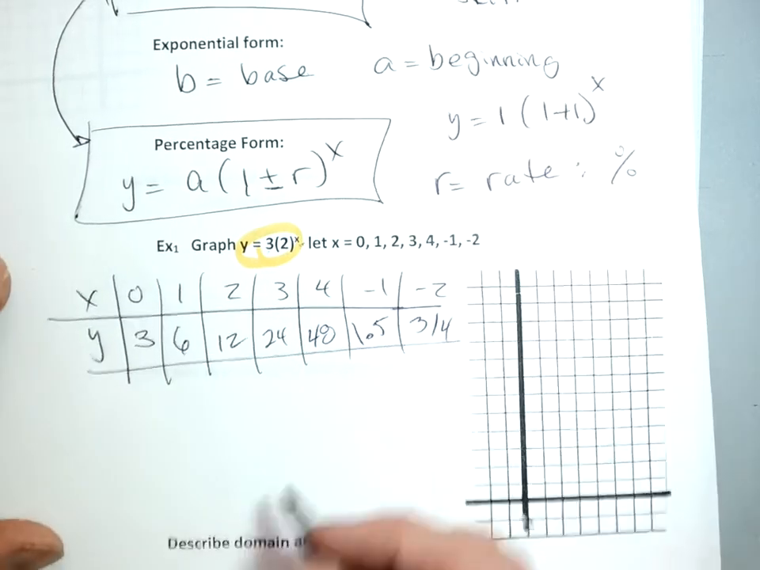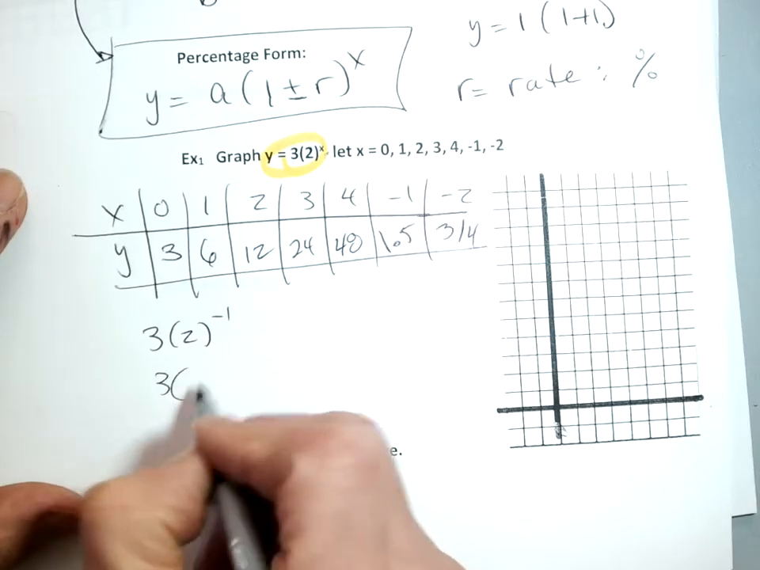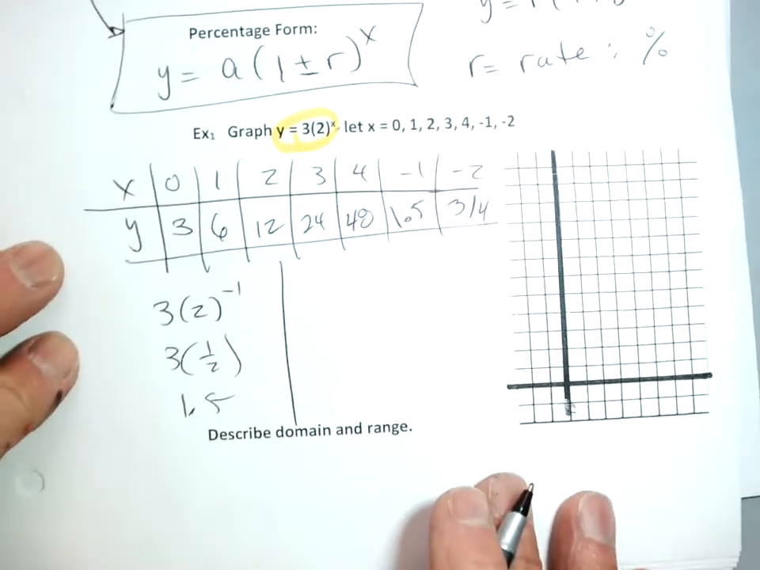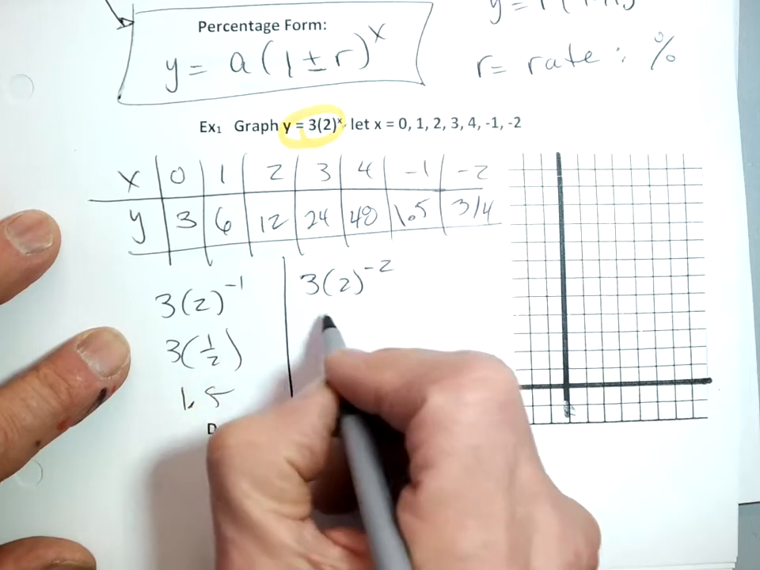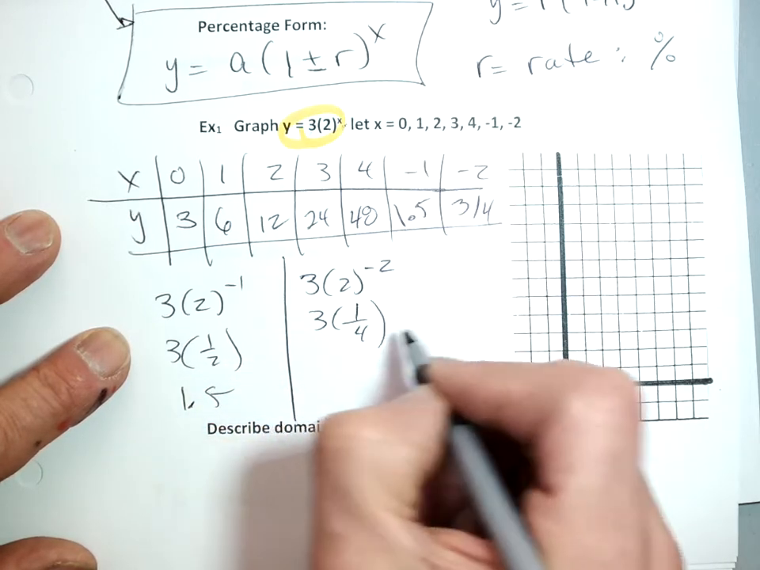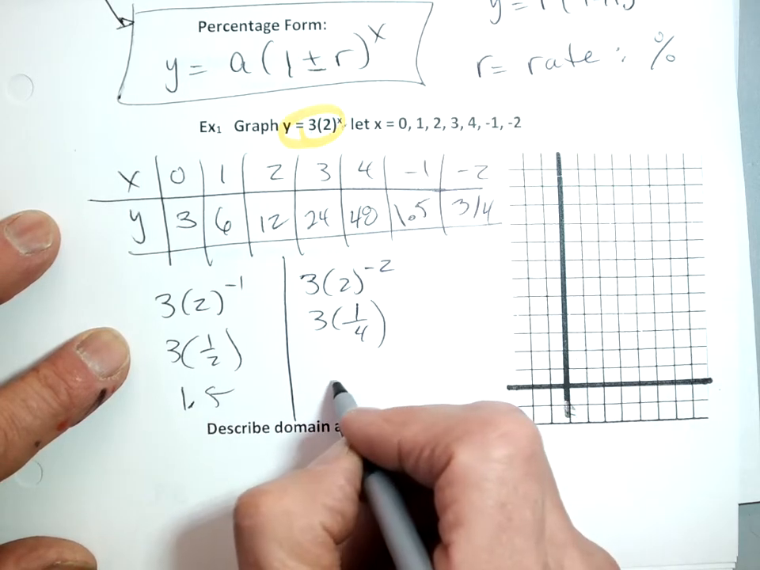Okay, so I'll do that down here. I want you to see this. 2 to the negative 1 power is 3 times 1/2, which is 1.5. I want you to see that if you didn't get it. And then 2 to the negative 2 power is 3 times 1/4, because of negative exponents, which is 3/4 or 0.75.